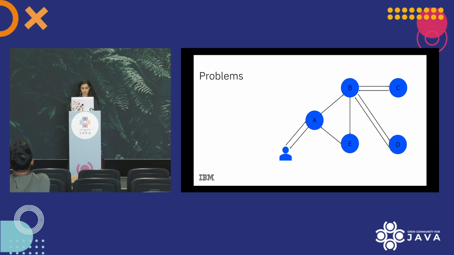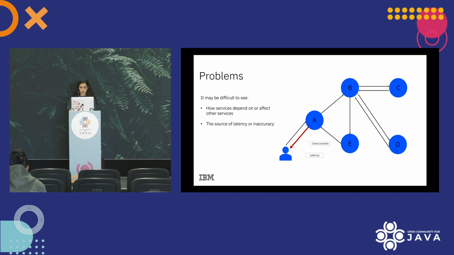So service B is communicating with multiple services, and then you've got C, D, and E, which are other back-end services. We're not really focused on what they do, but it's just an idea that you've got different services communicating in different ways. So if we do have a problem, such as inaccuracy or latency coming from service A, it's really unclear in this situation how to tell which service is causing the issue. So it's difficult to see how these services depend on each other or affect each other, and therefore the source of the latency or inaccuracy.